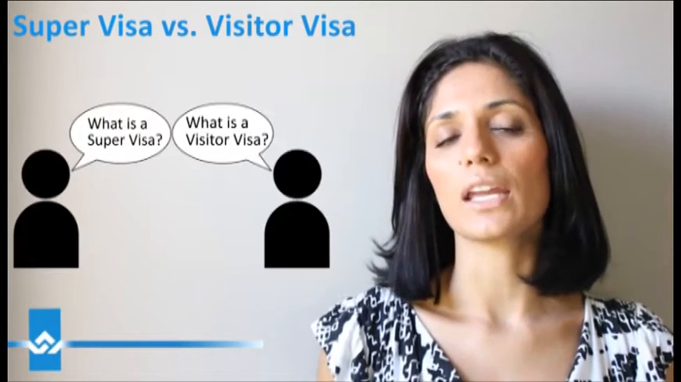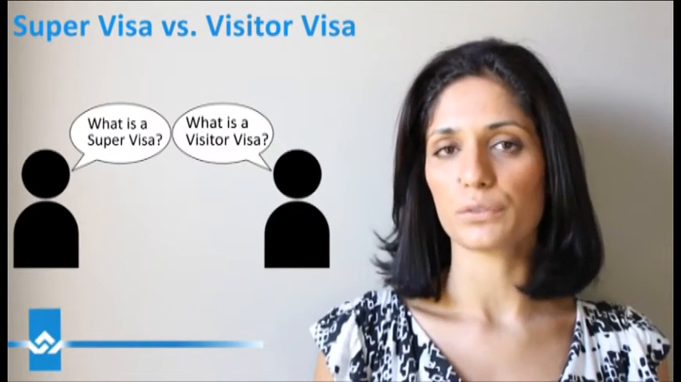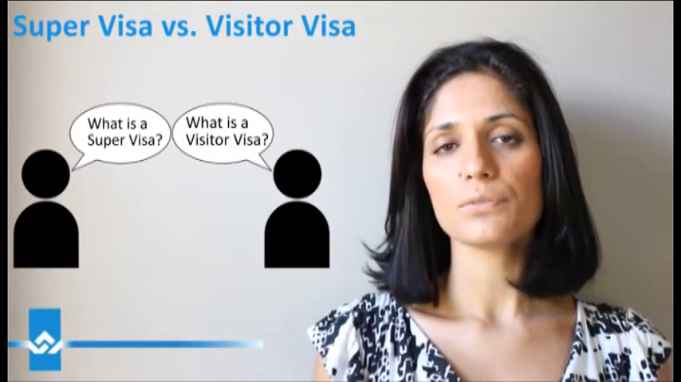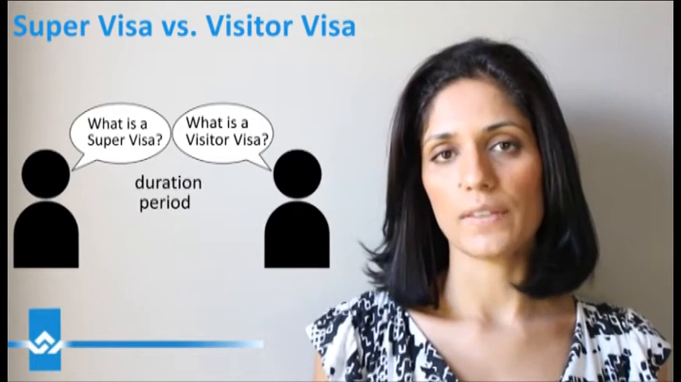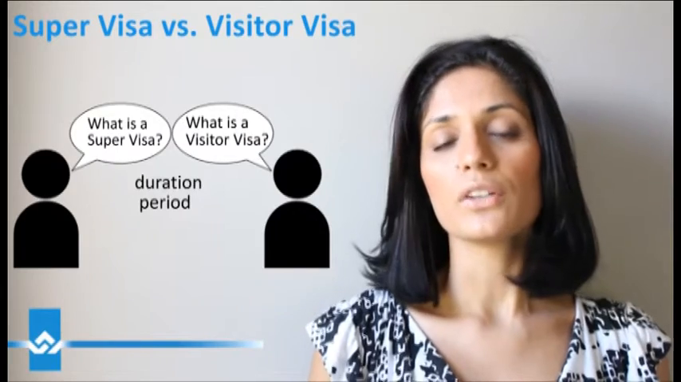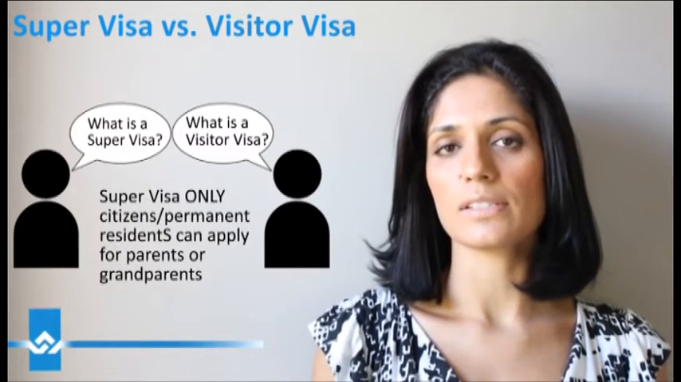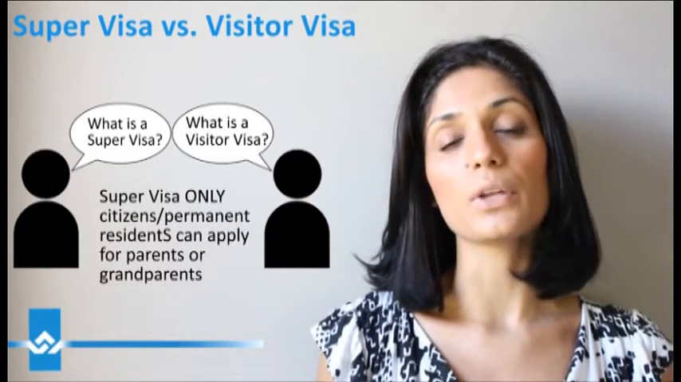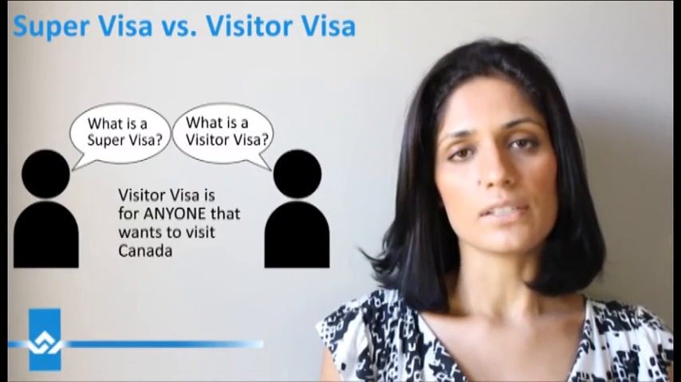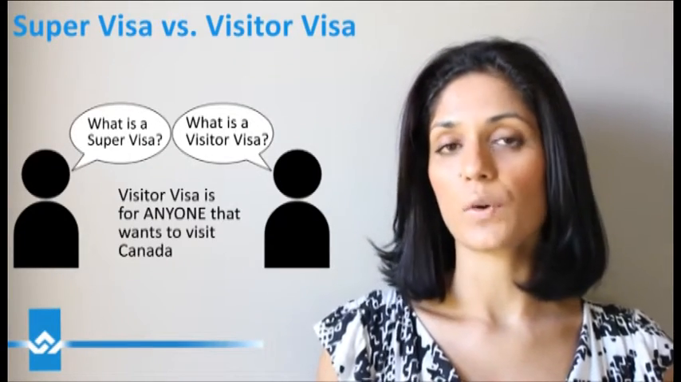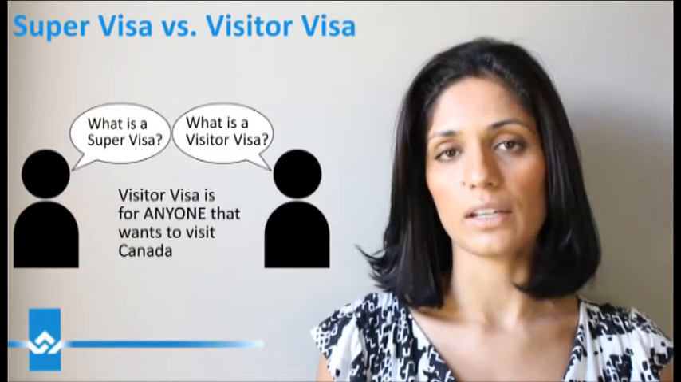Come to me and ask me the difference between a super visa and a regular visitor visa. The main difference between a super visa and a regular visitor visa is the duration that's allotted for them. Under the super visa, only citizens or permanent residents can apply for their parents or grandparents for this application. The temporary resident visa, however, is for anyone who would like to visit Canada.